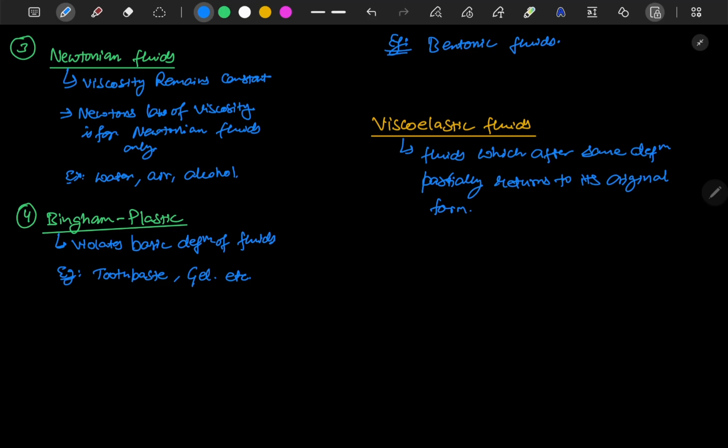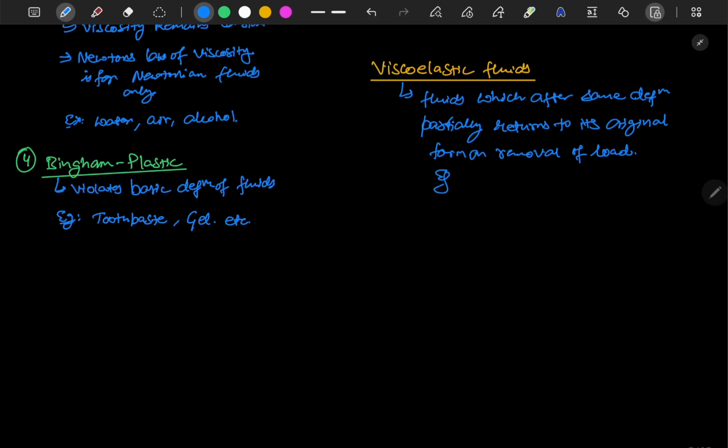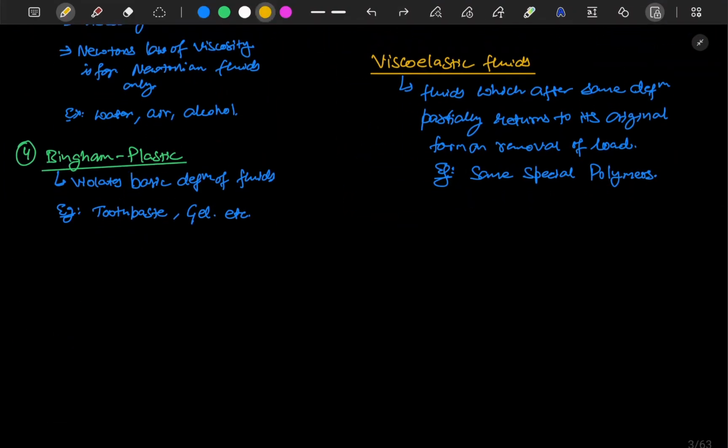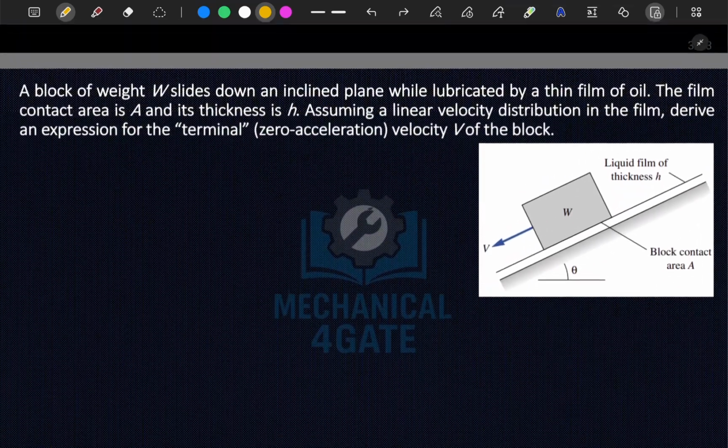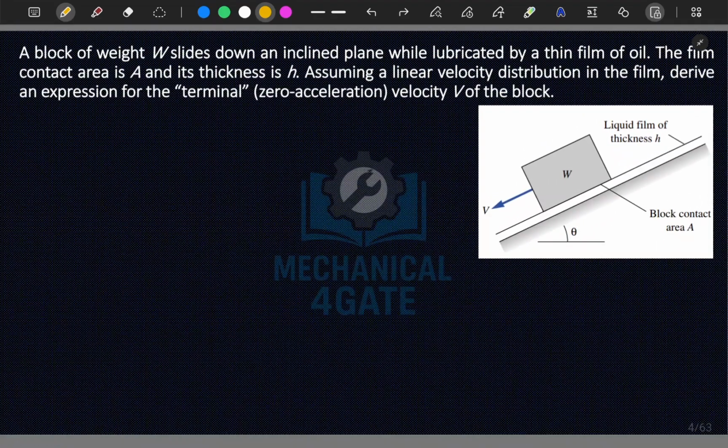This happens after some deformation, of course on removal of load. Examples for viscoelastic are some special types of polymers. So now, since we are done with your theory work, we will start our questions. This is your question number 1.